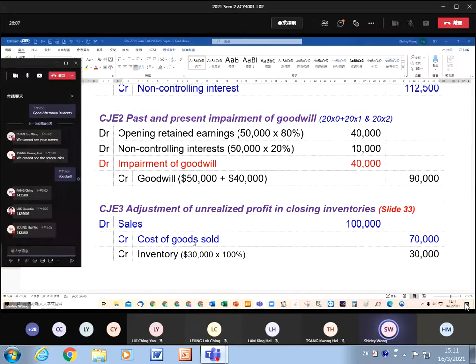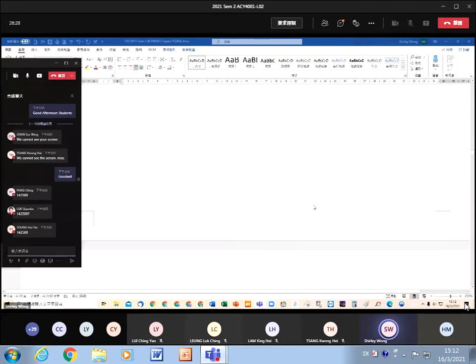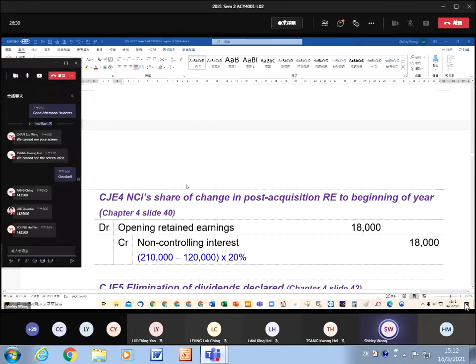So CJE 4, 5, and 6 are those we have learned in chapter 4, slides 40, 41, and 42. They are related to share of post-acquisition retained earnings, share of current year profit, and also elimination of the dividend. So let's have a look at the coming 3 journal entries. Journal entry number 4: what we need to do is NCI share of change in post-acquisition retained earnings to the beginning of the year. You can refer to chapter 4, slide 40.